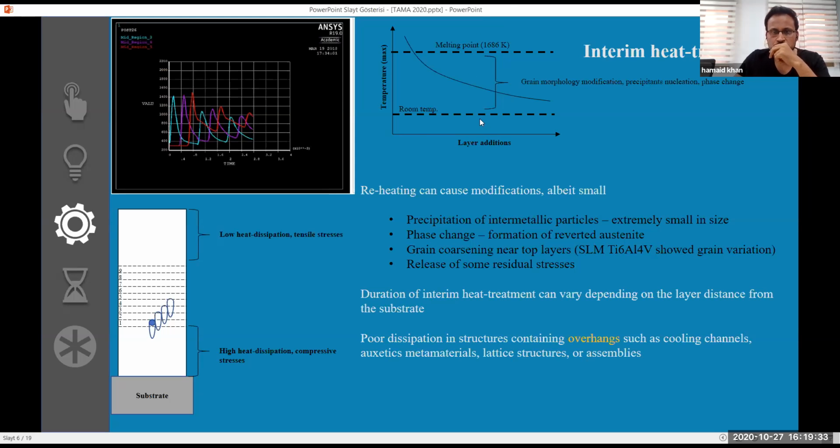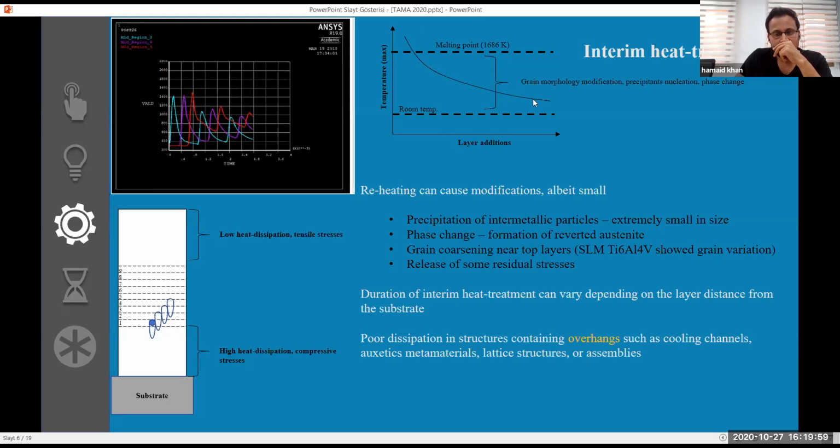Now, this diagram can show you clearly that for a particular layer, for the blue region, for the first few layers, the region will be in the melting stage, and it will continue to melt again and again as new layers are built on top of it. But as the layers continue to build up and new layers keep being added, this region will experience the maximum temperature, and this will keep on decreasing.